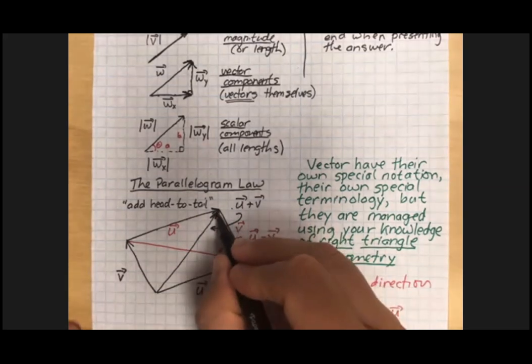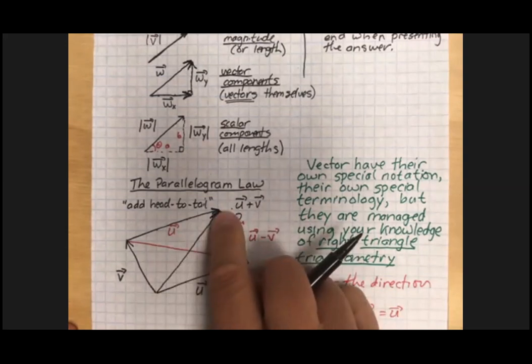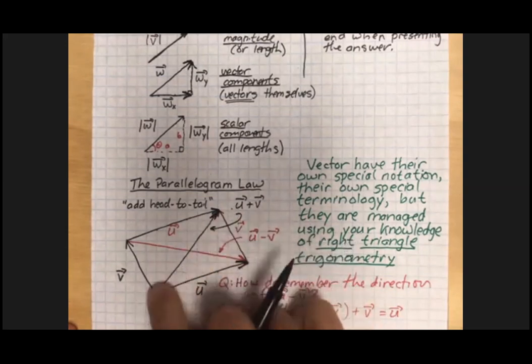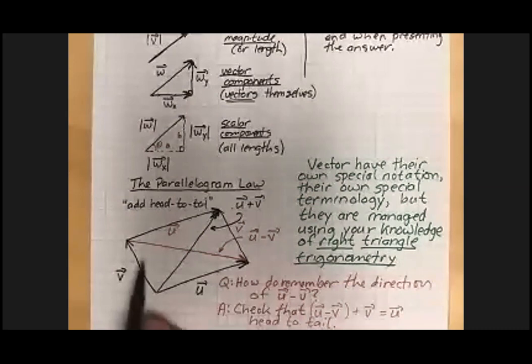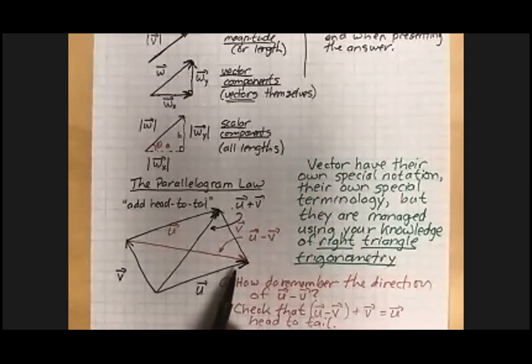You add vectors head to tail. Now that's one diagonal in the parallelogram. The other diagonal is also legitimate and useful. The other diagonal is the subtraction of the 2 vectors. And the only problem with the subtraction of 2 vectors is you've got to make sure you put the arrowhead on the right end.